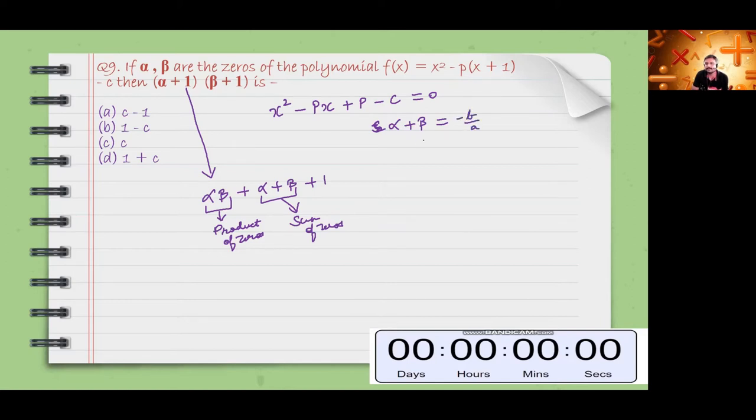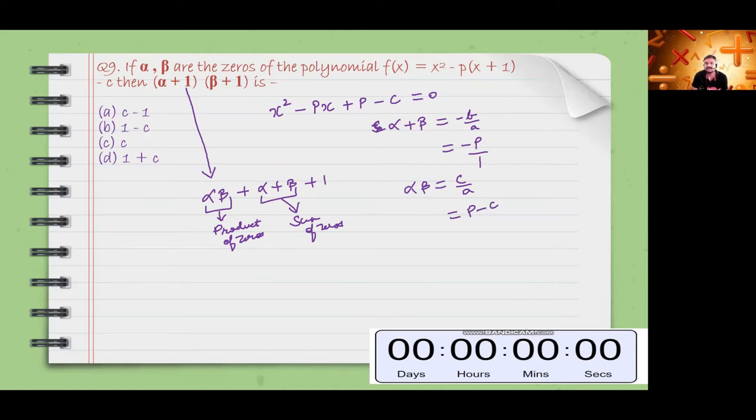What is the value of b then? What is the value of b? Yes. Minus p upon a, what is it? It is 1. So alpha plus beta is what? Minus p. And alpha into beta, that is the product of zeros, is what? c upon a. What is the value of c then? It is p minus c.